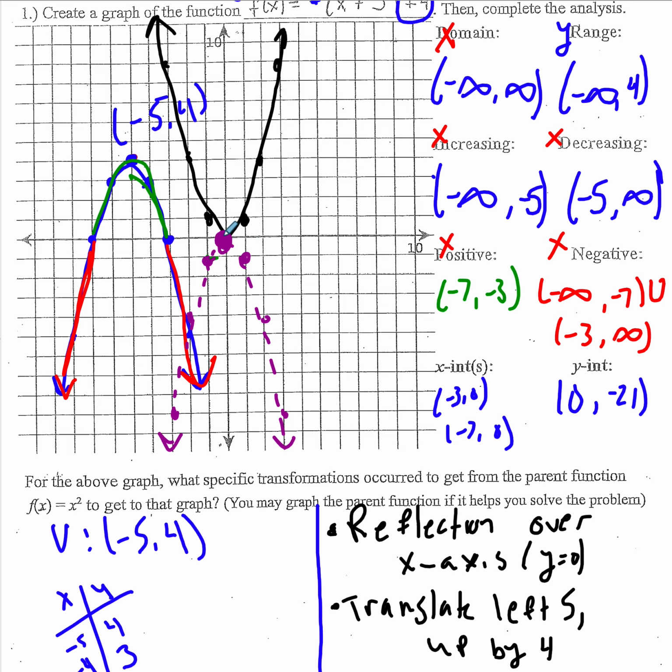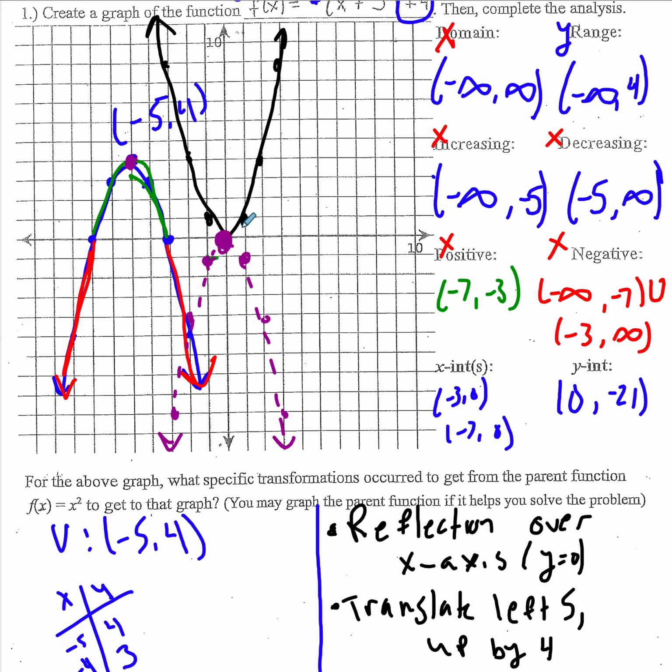So what I'm going to only worry about is getting this vertex to this vertex, because once I can do that, I know, because this is a rigid motion, that everything else will follow suit. Okay, so these are the two transformations, a reflection over the x-axis, and then a translation left by 5 and up by 4.